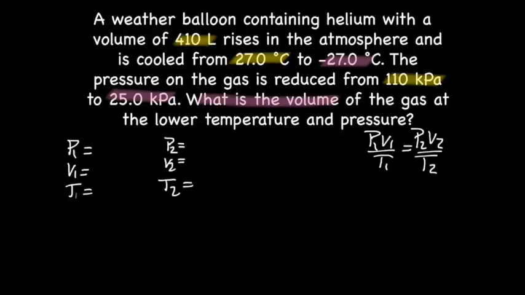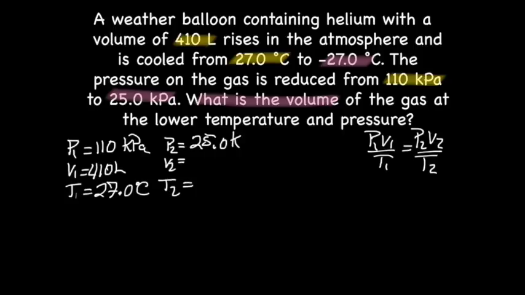All right, let's go ahead and fill this in. 410 is our V1, 27 degrees Celsius is our T1, and 110 kPa is our P1. All right, when we go to our 2's, we have 25 kPa as our P2. Our volume is X, and our T2, sorry, these are 2's. Our T2 is negative 27 degrees Celsius.